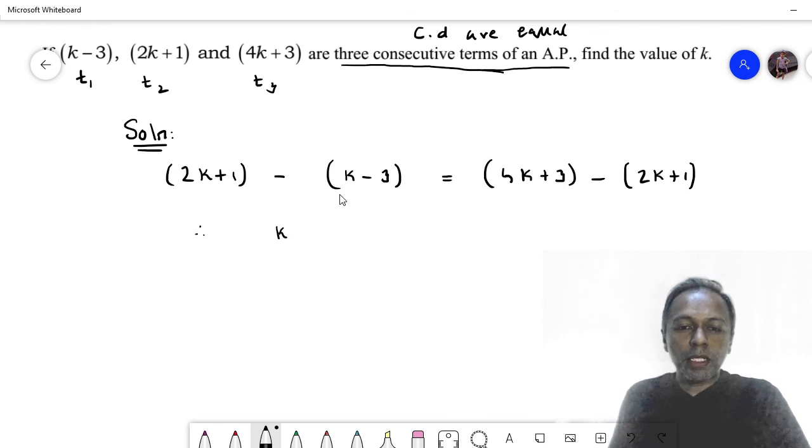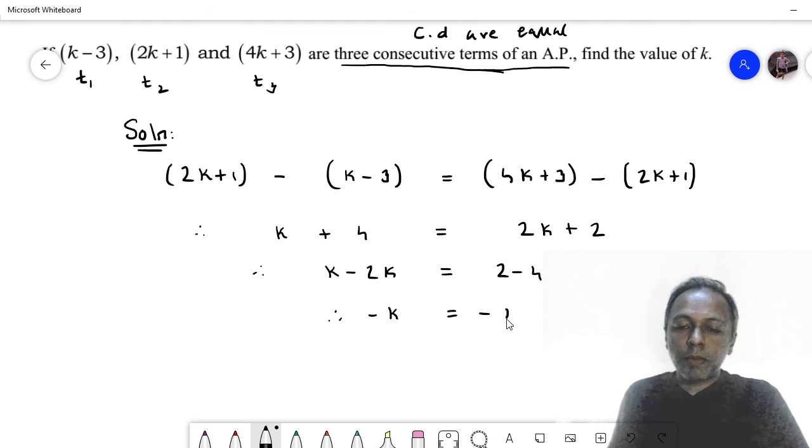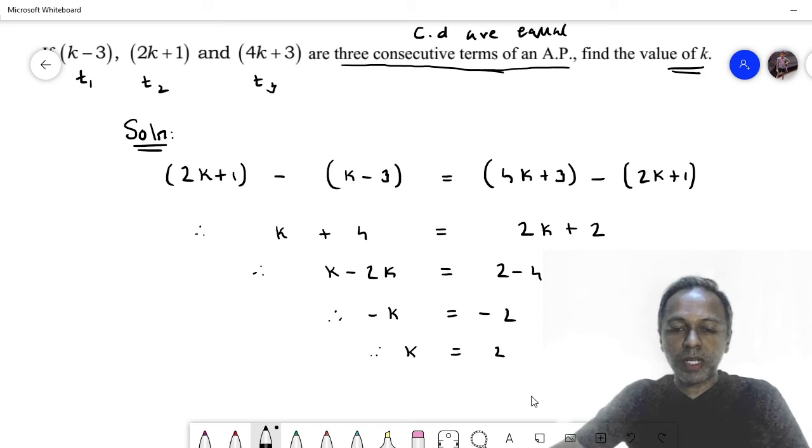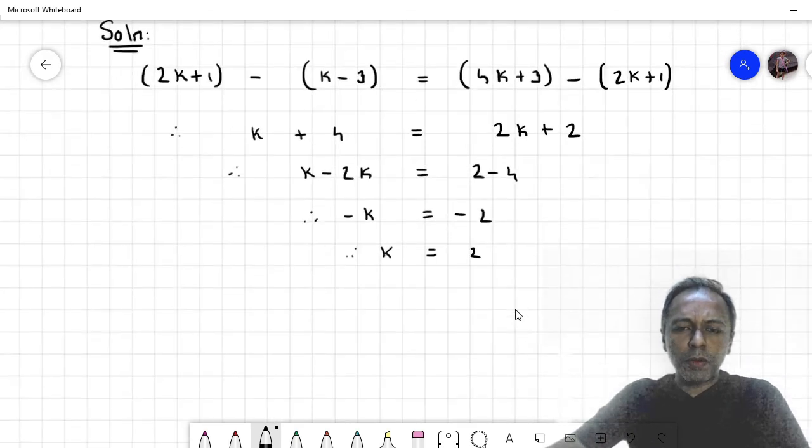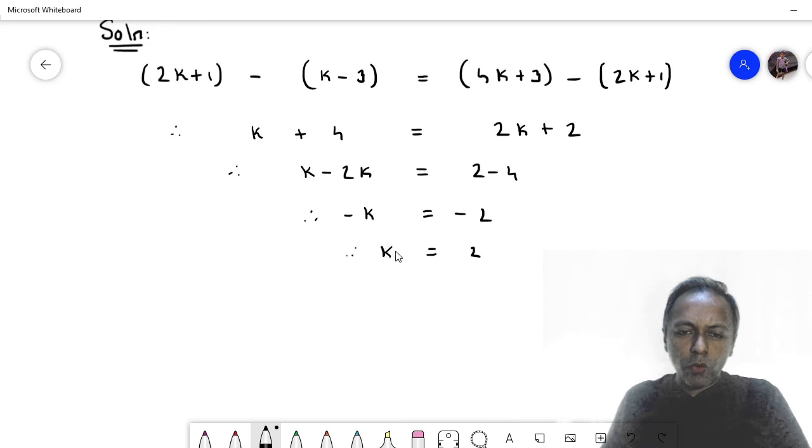Such questions can also be asked, so it's better that we are ready for them. So this leads to 2k minus k is k, 1 minus of minus 3 is plus 3, 1 plus 3 is 4, is equal to 4k minus 2k, 2k, 3 minus 1 will become 2. Therefore k minus 2k is equal to 2 minus 4. Therefore minus k equals minus 2. k is equal to 2. They have only asked us the value of k, so there is no need to resubstitute here and get the three terms. This is your answer. So such level of problems are asked in board exams also.